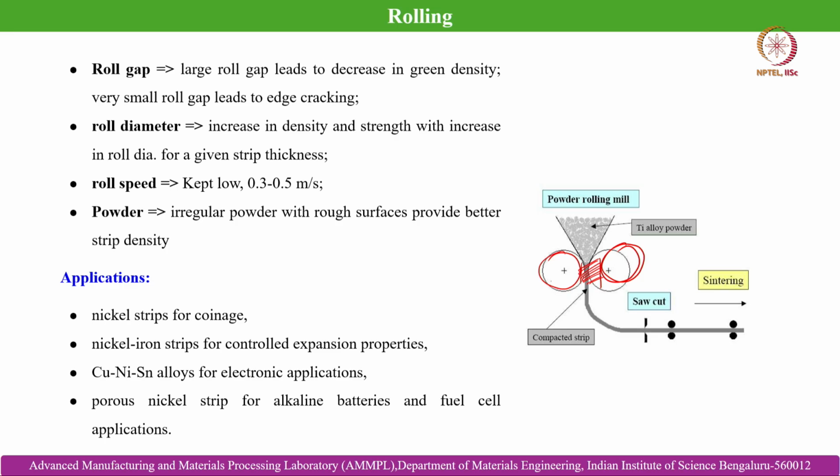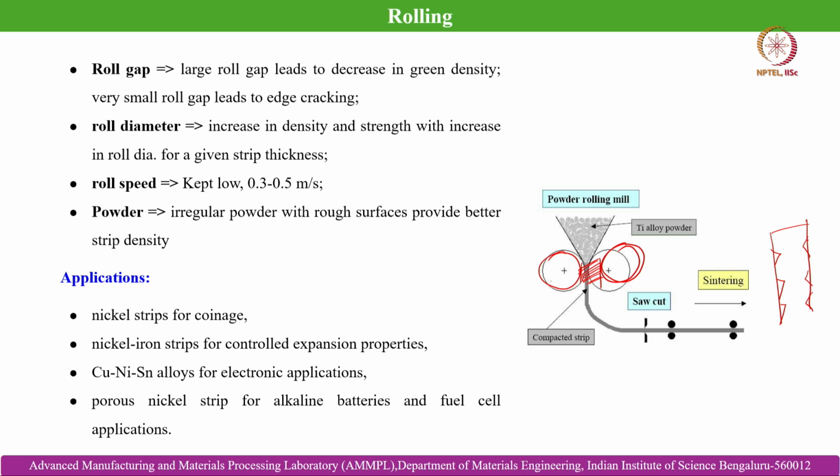However, if we are talking about a very small roll gap, then we can often see edge cracking that is intrinsic with rolling processes which are not designed effectively. This happens in the green strip when we have a very small roll gap. So, of course, there is an optimum roll gap, and here the role of numerical modeling comes in a big way. We will be discussing the process modeling section of this module in subsequent classes. This is the optimum powder roll gap that is necessary.